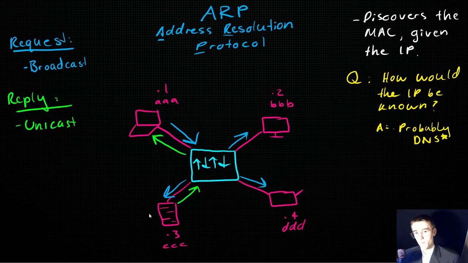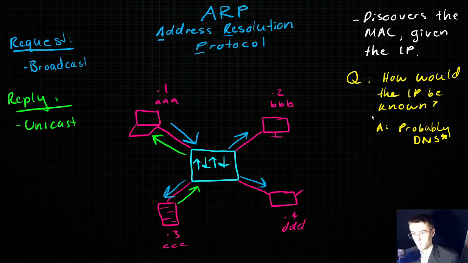Okay, so somehow we know the IP address, but we don't know the MAC address. We always need to, when we're sending a packet, have some source IP and MAC and some destination IP and MAC, right? We know the destination IP, but we need to know the destination MAC. So we send the ARP request, right?